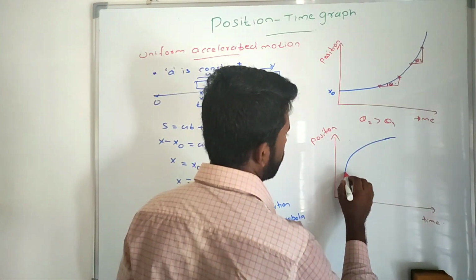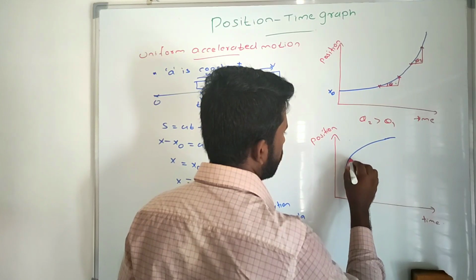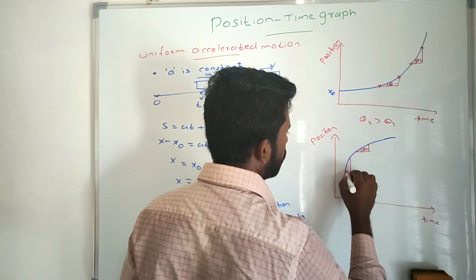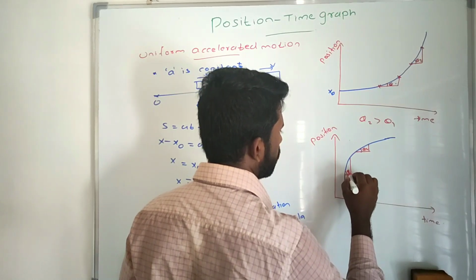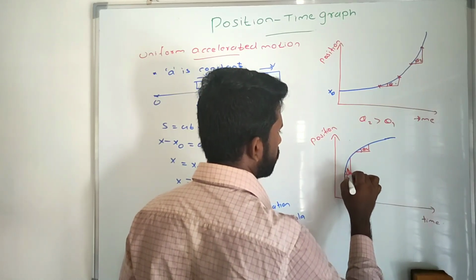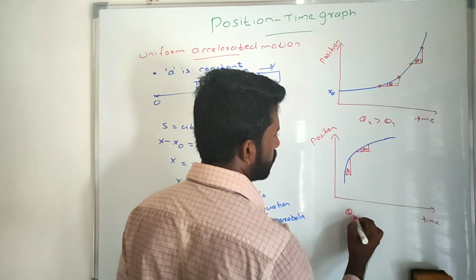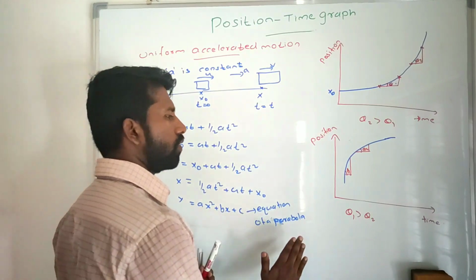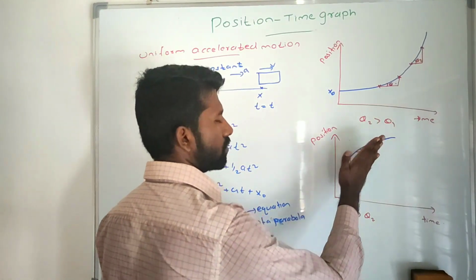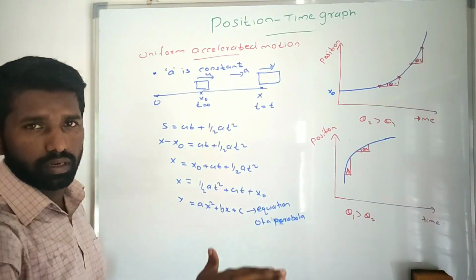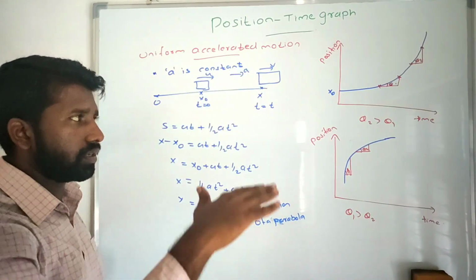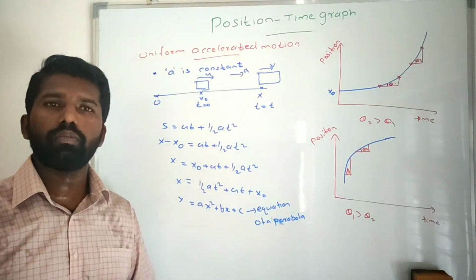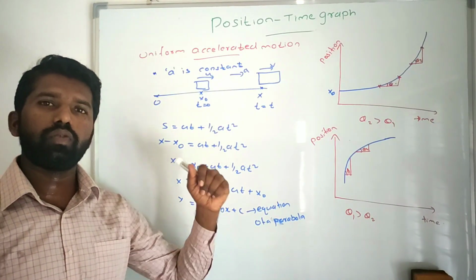What about the slope of this graph? Here the slope is like this, here the slope is this. Here is theta 2, here is theta 1. From this, theta 1 is greater than theta 2. That means as time increases, the velocity decreases. Slope decreases, velocity decreases. So here the acceleration is constant, but it is a negative acceleration.